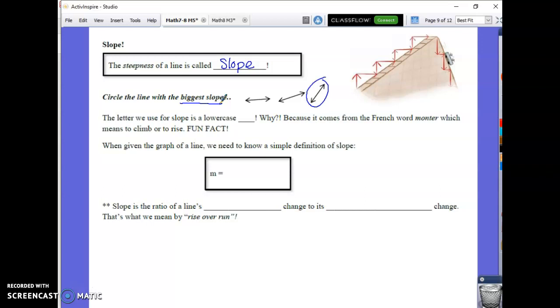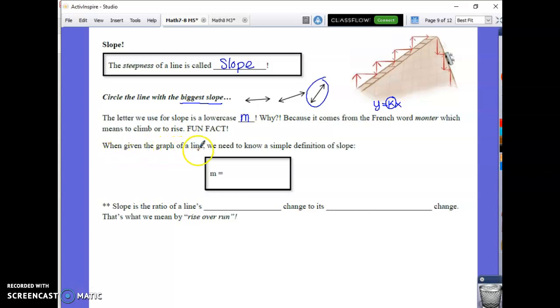The letter we use for slope is a lowercase m. A lowercase m is what we use whenever we want to write slope inside of an equation. Like we had y is equal to k times x, where we use the letter k for a constant. We're going to start using m for slope in our equations.